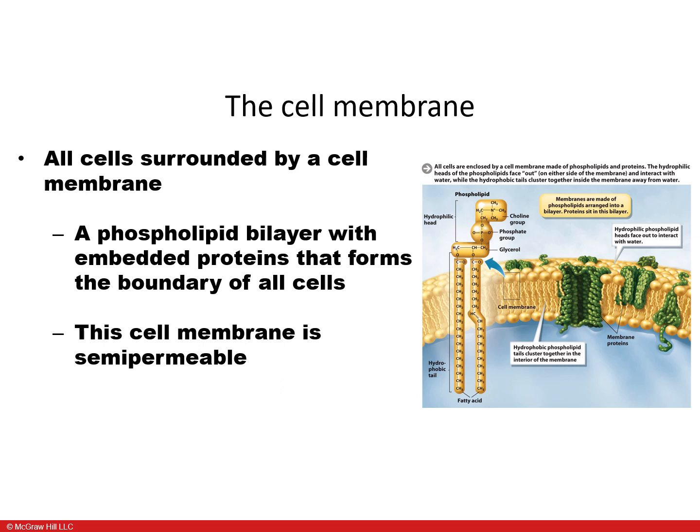Now, because it has two layers of phospholipids, then you also have the opposite as well. So the inside of the cell, you actually have water. And so what happens is that the phospholipids are inverted. So the head is actually facing towards the water, and the tail is actually facing towards the tail of the opposite phospholipid.